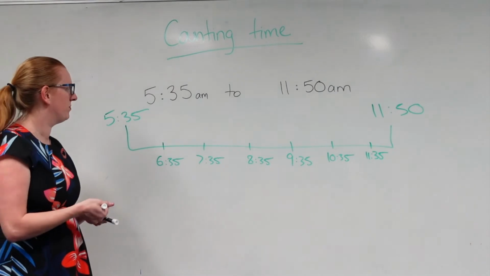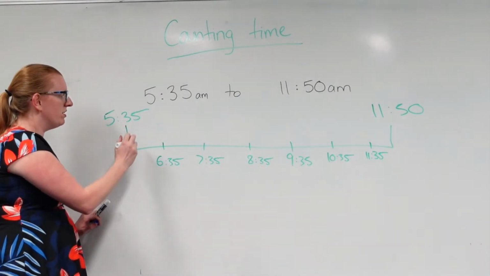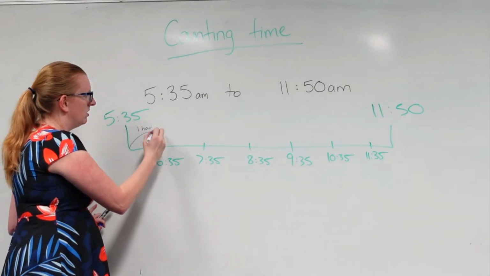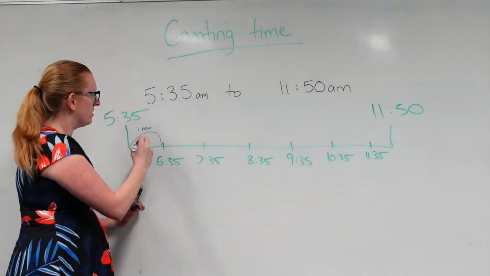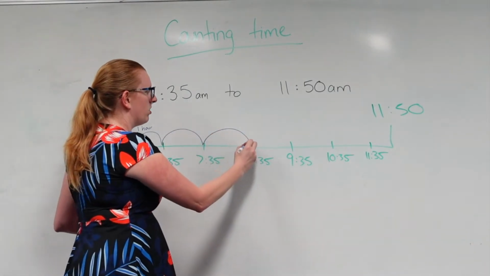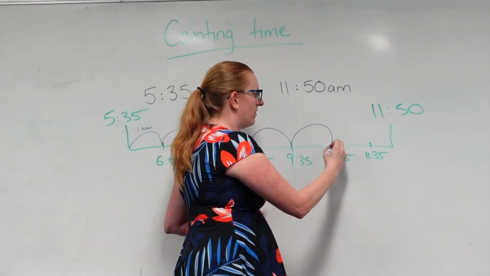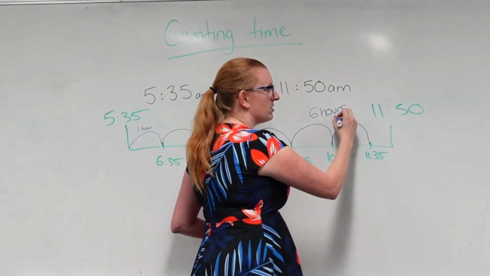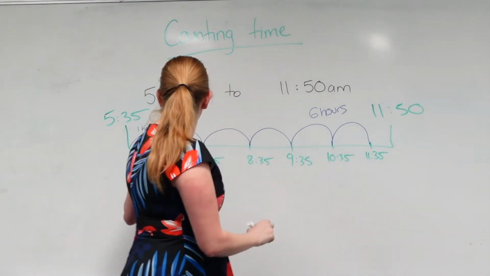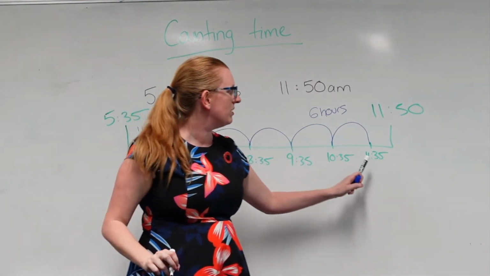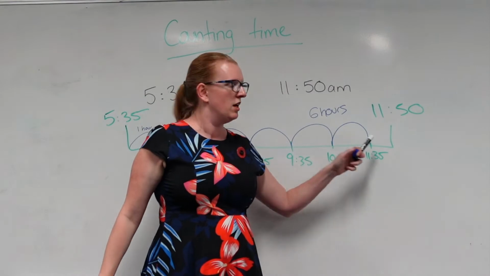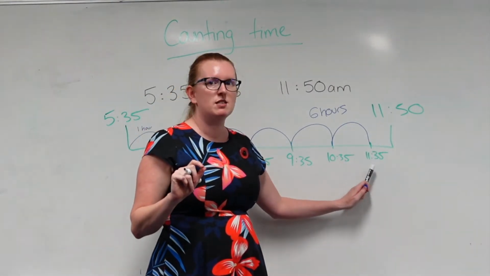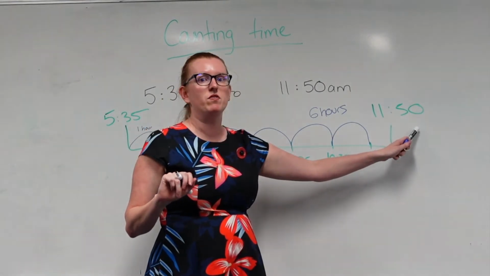Now I'm going to count. So from 5:35 to 6:35 is 1 hour. So each of these jumps is 1 hour. So 1 hour, 2 hours, 3 hours, 4 hours, 5 hours, 6 hours. I'm just going to write it up here so I don't forget. So from 5:35 to 11:35, it's 6 hours. But 11:35 isn't quite there yet. So now I've got to count how many minutes between 11:35 and 11:50.